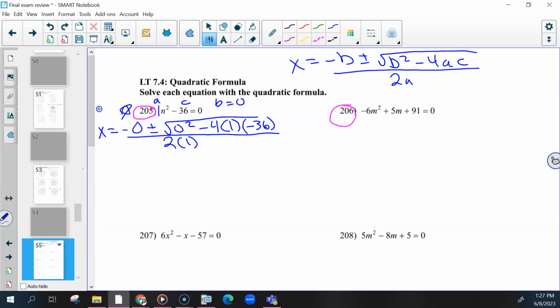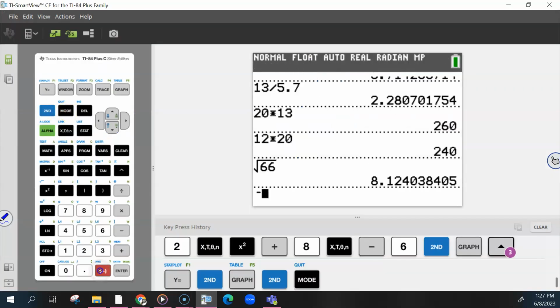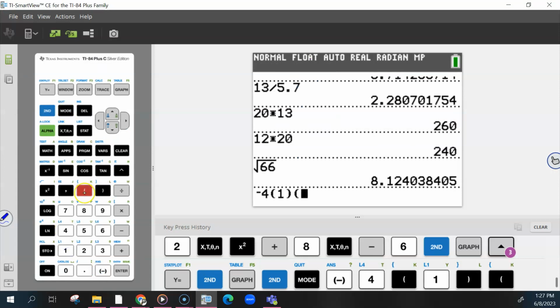Once you have all your numbers in there, you're just simplifying. So we don't even really need this part, the 0. Keep the plus or minus. The 0 wouldn't change anything, but I can put this part in a calculator. Negative 4 times 1 times negative 36.